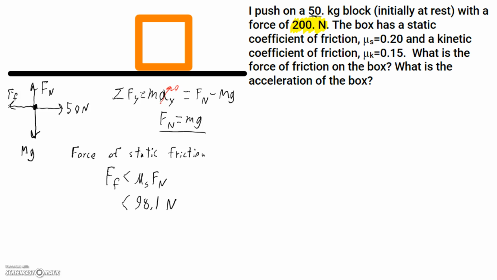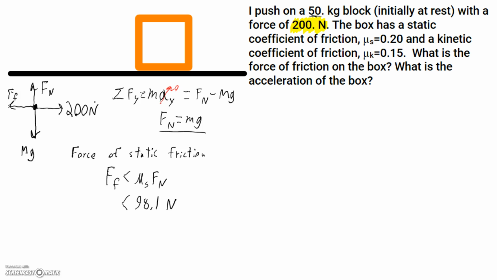We wrote the sum of the forces in the y direction, and we got that the normal force is equal to mass times gravity. That still applies in this case. These forces stay the same in my free body diagram. What changes now is my 50 Newton force from before now becomes a 200 Newton force. So our x directional forces are going to be changing.